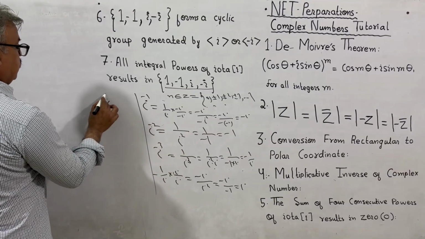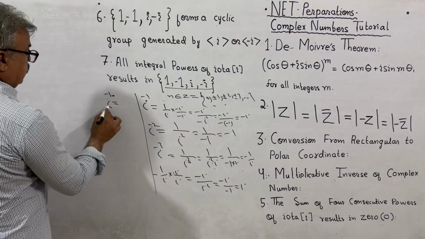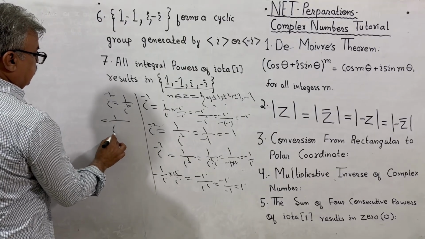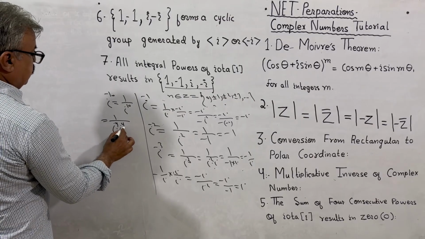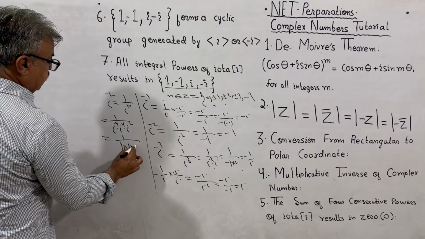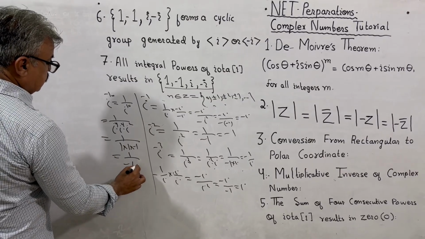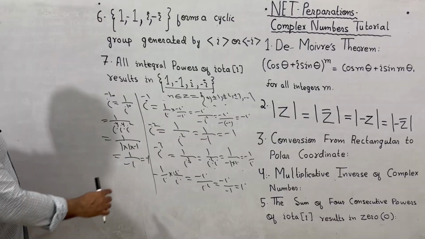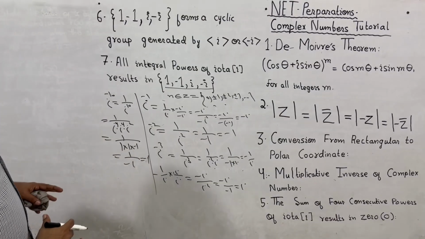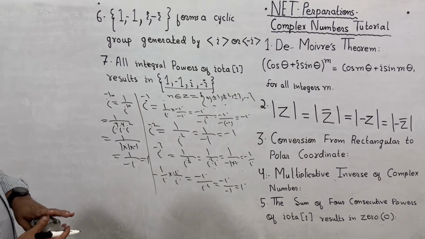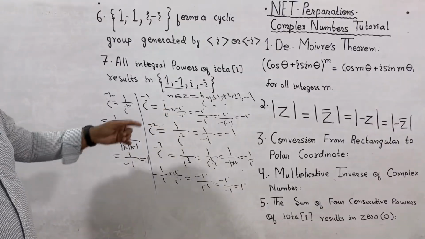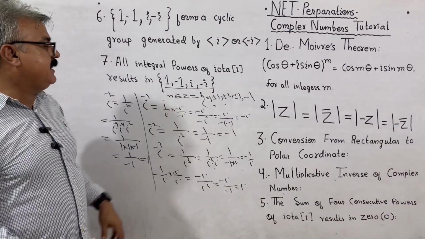Similarly, take whatever you want. I am taking iota power minus 10. It can be written as 1 upon iota power 10. That is iota power 4 times iota power 4 times iota square. It will become 1 times minus 1, that is 1 over minus 1. Minus 1 is our result. So we have amply demonstrated that whatever the value of n, if n belongs to integers, it always results in 1, minus 1, iota, minus iota.